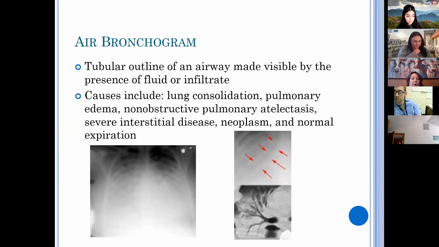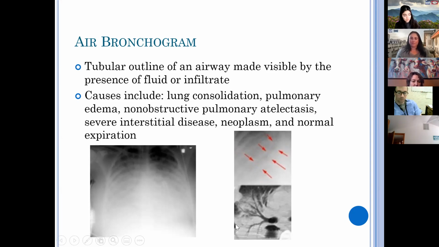Air bronchograms are tubular outlines of the airway which is made visible by the presence of fluid or an infiltrate. You can see this in lung consolidation, such as a pneumonia, non-obstructive atelectasis or collapse of the lung. You can see this sometimes in severe interstitial disease, in neoplasms, as well as in normal expiration.